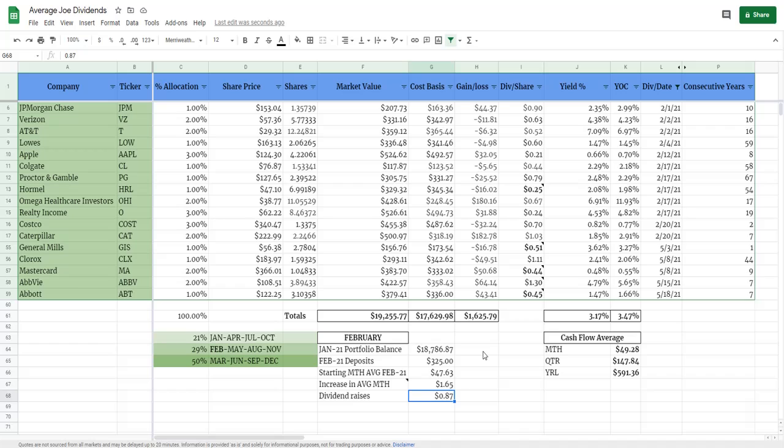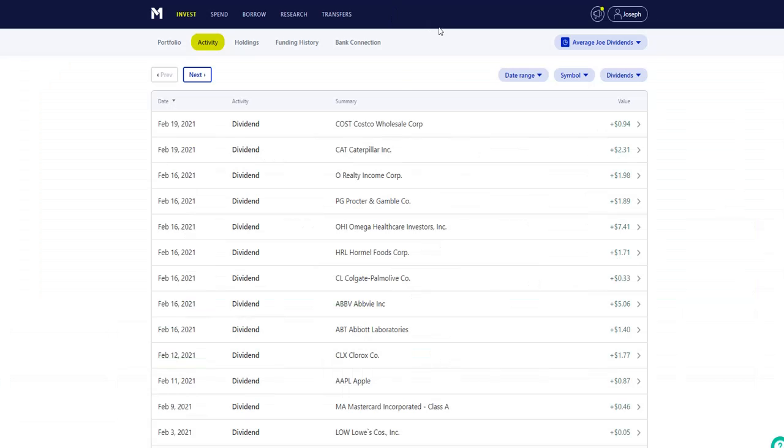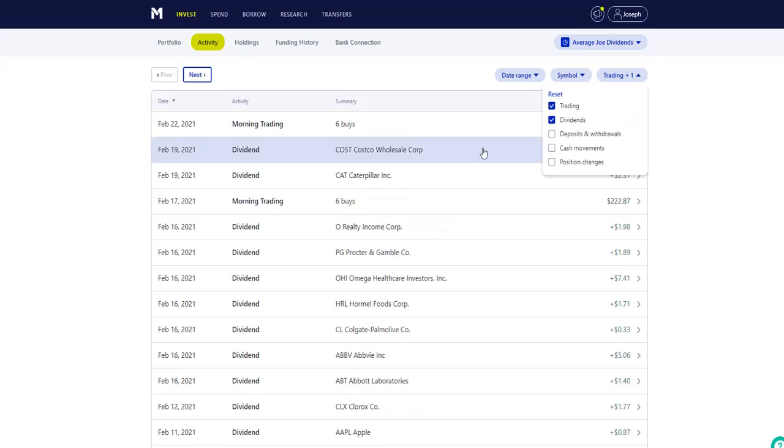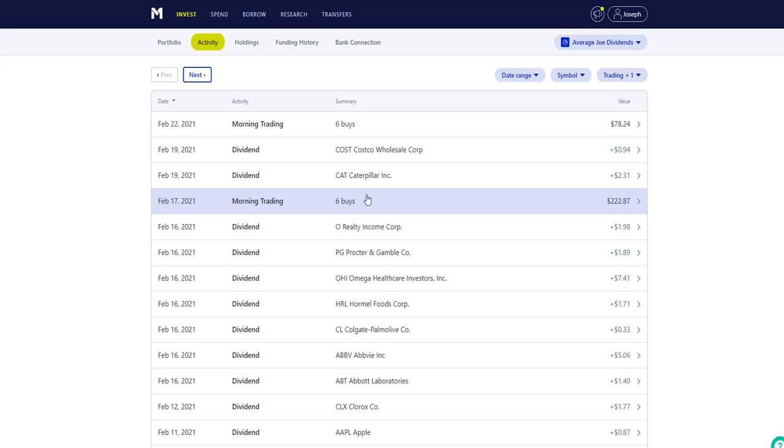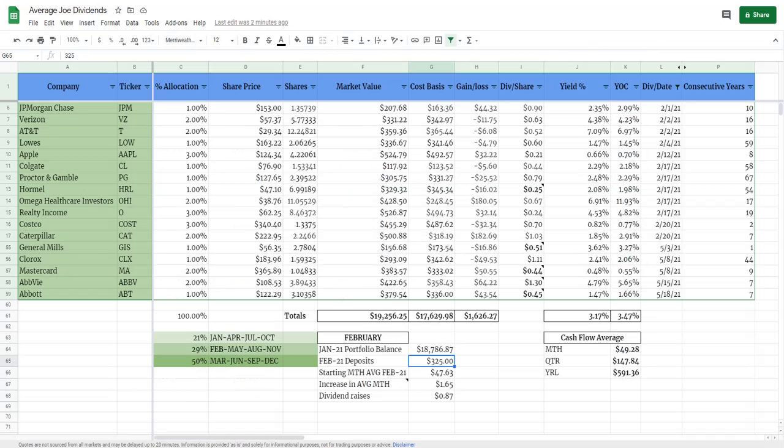So next thing I'll go over, let's go over the buys. And I put in $325 of my own money to add to the portfolio. So let's see here, go to activity. We'll go to trading. You can see my buys right here. Of course, my buys are more than I put in because it's taking all the dividends and reinvesting them to make this grow even faster.